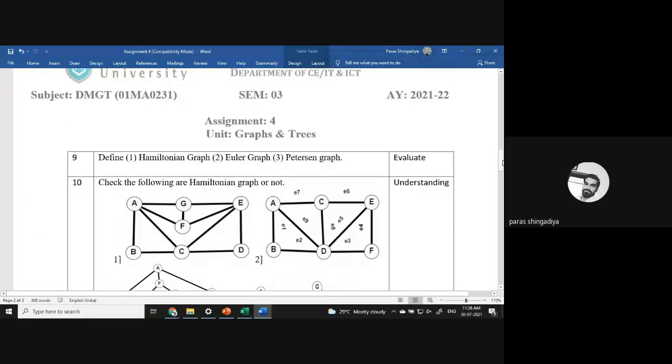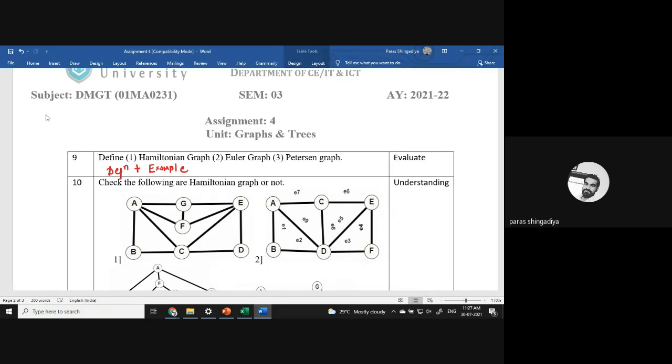Yeah, question number 9. Define Hamiltonian graph, Euler graph, and Petersen graph. So how can we define Hamiltonian and Euler graphs? In that you have to mention the definition of a Hamiltonian graph, the definition of an Euler graph, and then give one counter example. Draw one graph which is Hamiltonian, check the Hamiltonian cycle. And draw one graph which is an Euler graph.